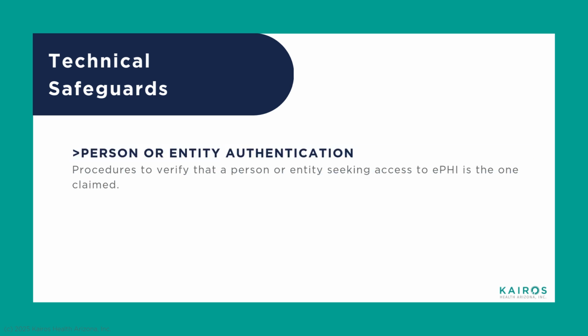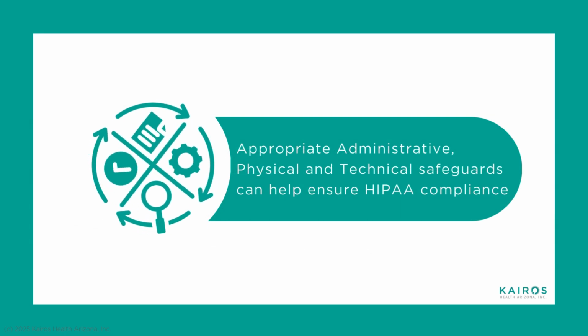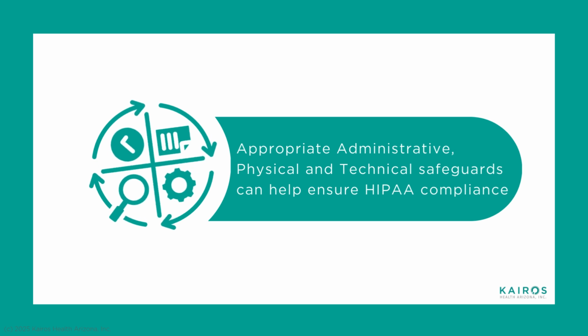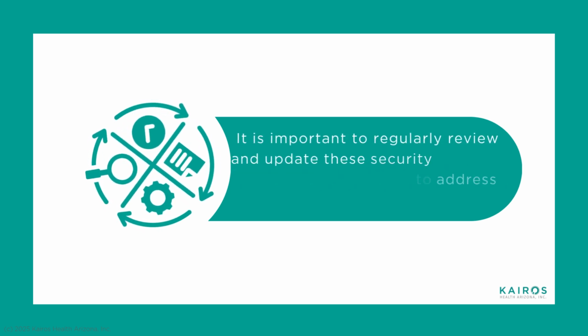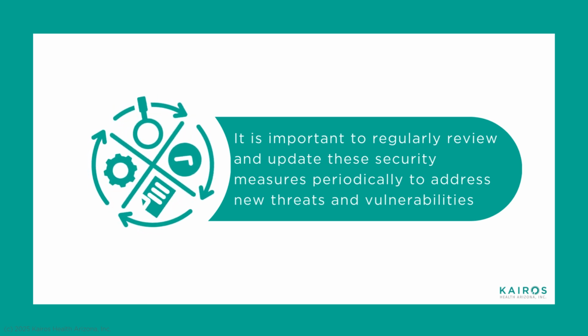Person or entity authentication includes procedures to verify that a person or entity seeking access to ePHI is the one claimed. Transmission security includes technical security measures to guard against unauthorized access to ePHI that is being transmitted over an electronic communications network. This includes integrity controls and encryption. Appropriate administrative, physical, and technical safeguards can help ensure HIPAA compliance. It is important to regularly review and update these security measures periodically to address new threats and vulnerabilities.